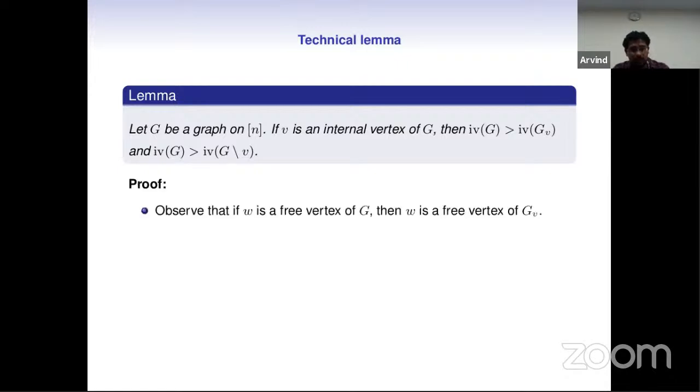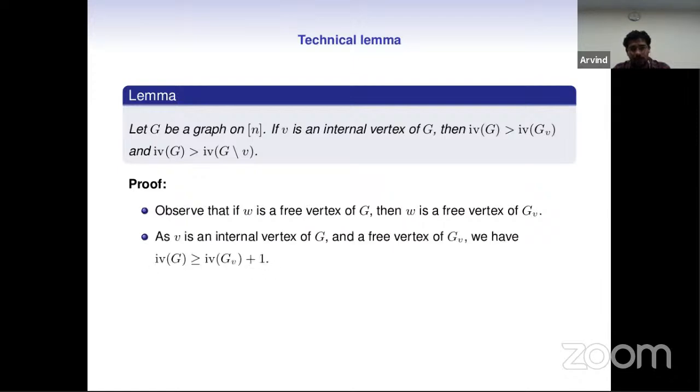So the proof is as follows. It is easy to observe that if w is a free vertex of G, then w is also a free vertex of G_v. And as v is an internal vertex of G, v becomes a free vertex in G_v. That means the number of internal vertices of G is at least the number of internal vertices of G_v plus one. So we obtain that iv(G) is strictly bigger than iv(G_v).